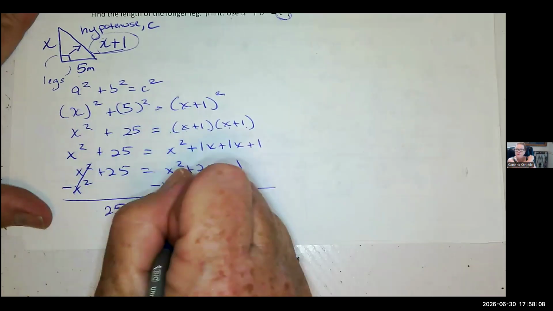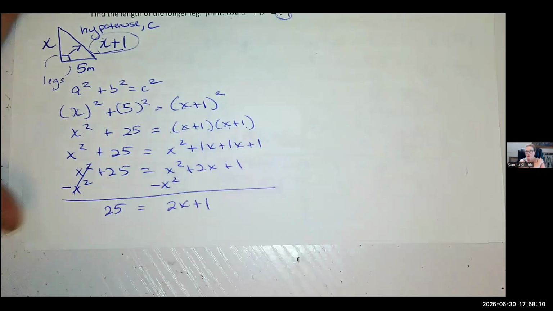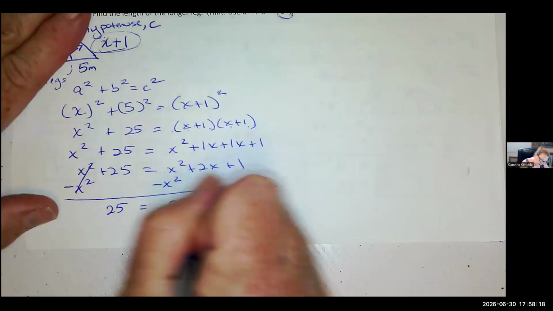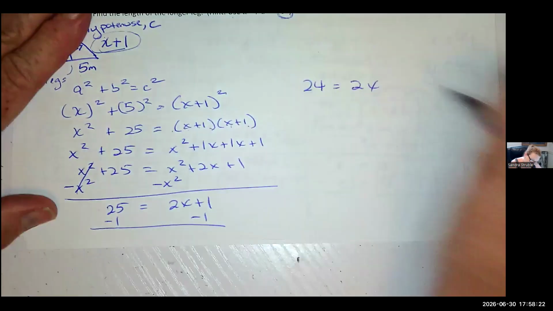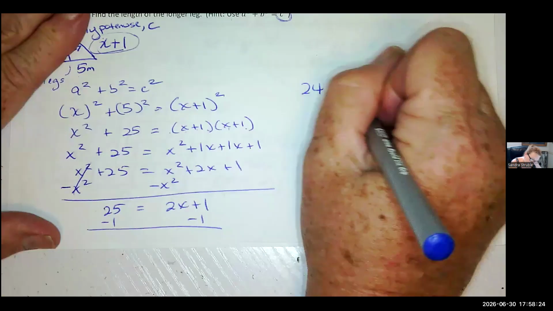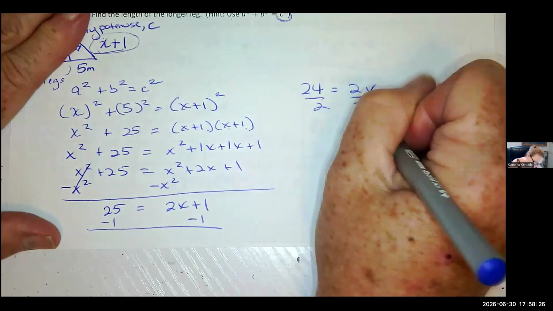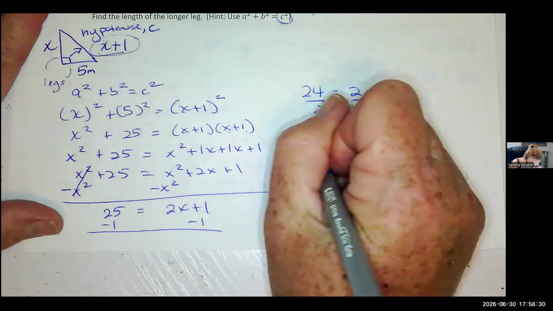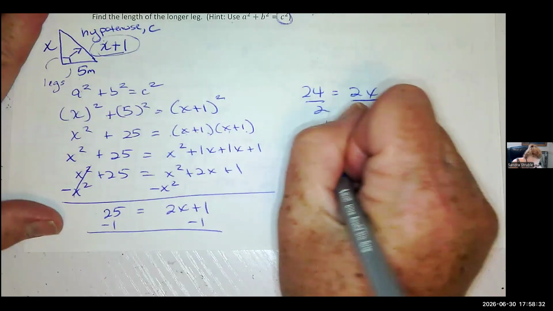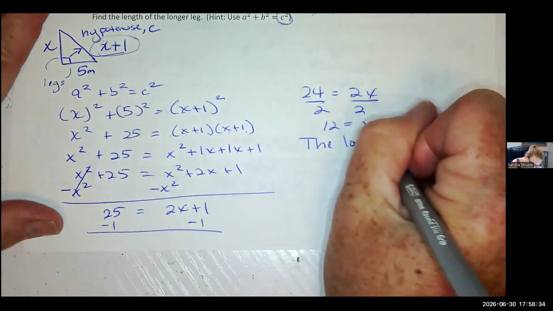Well, this one we're only going to have one answer for. So we need to solve for X. To do that, we need to get rid of that 1 first. Subtracting 1 from both sides, we get 24 is equal to 2X. To solve for X, we have to divide both sides by 2. X is equal to 12. So what does that mean? The longer leg is 12 meters.